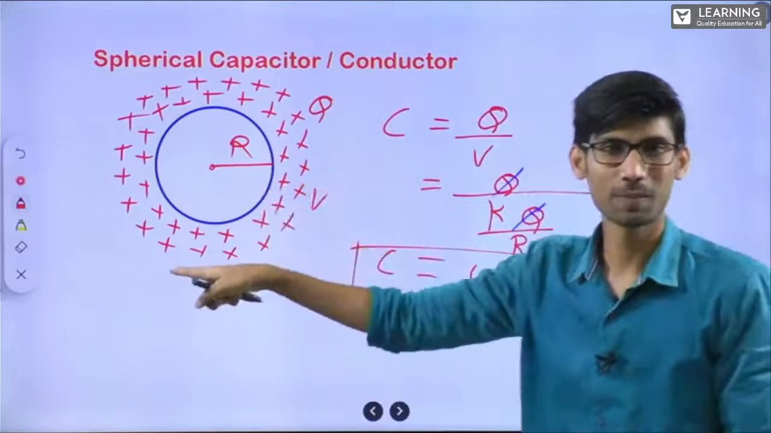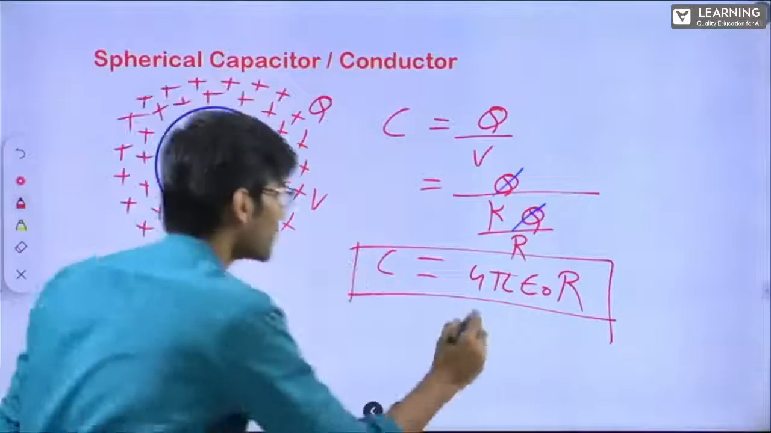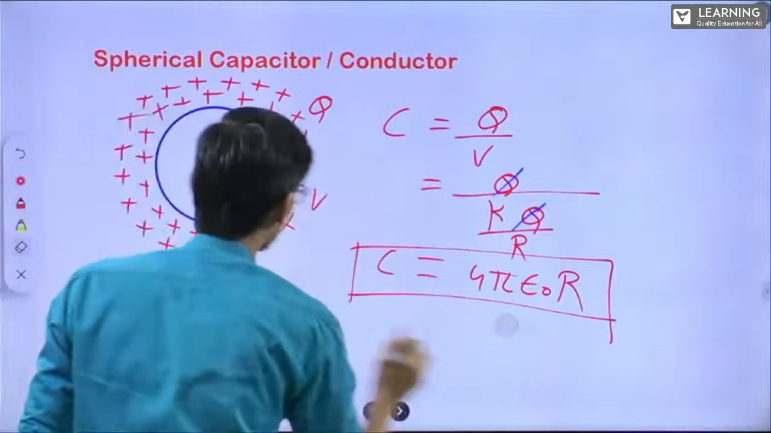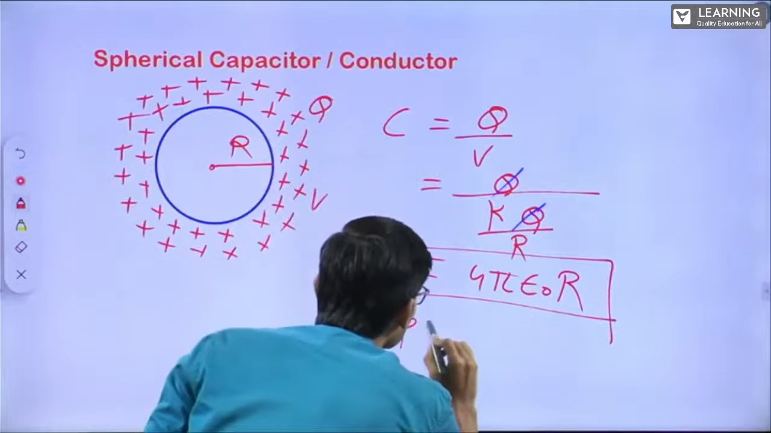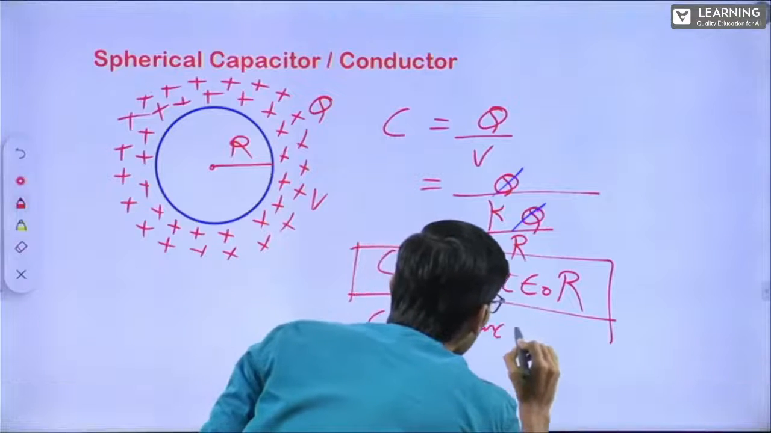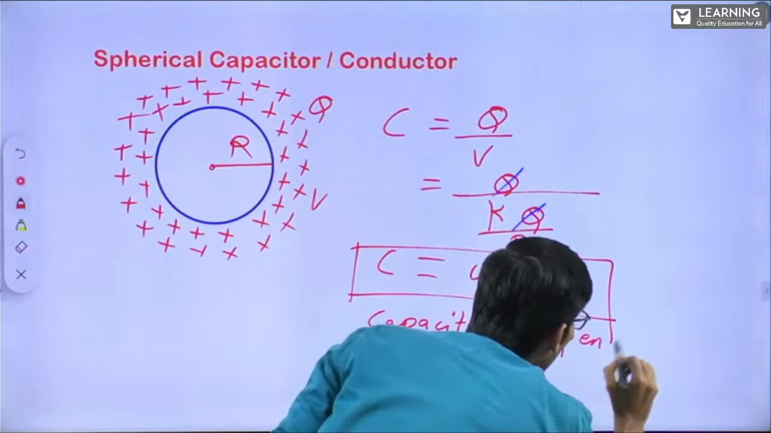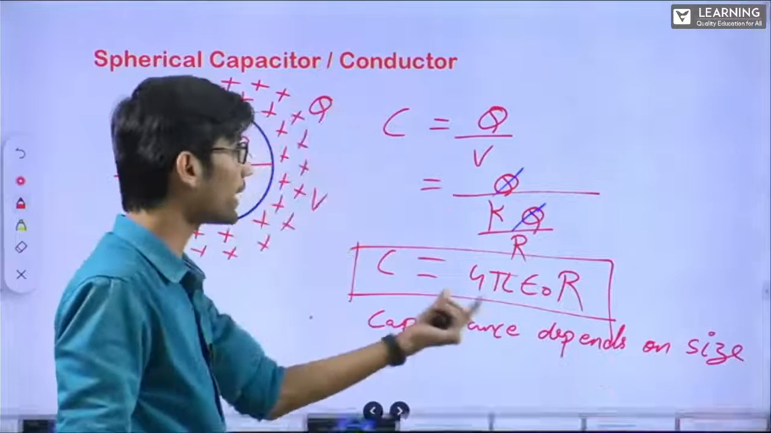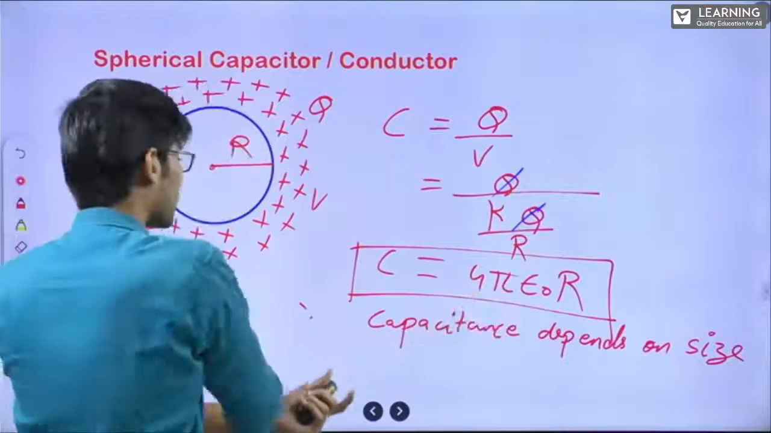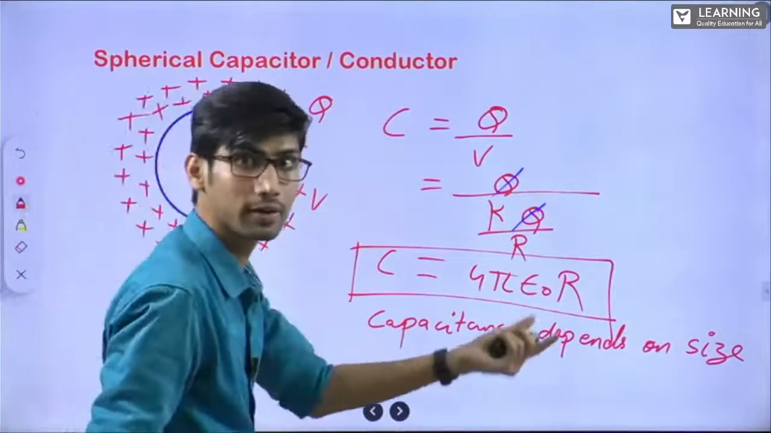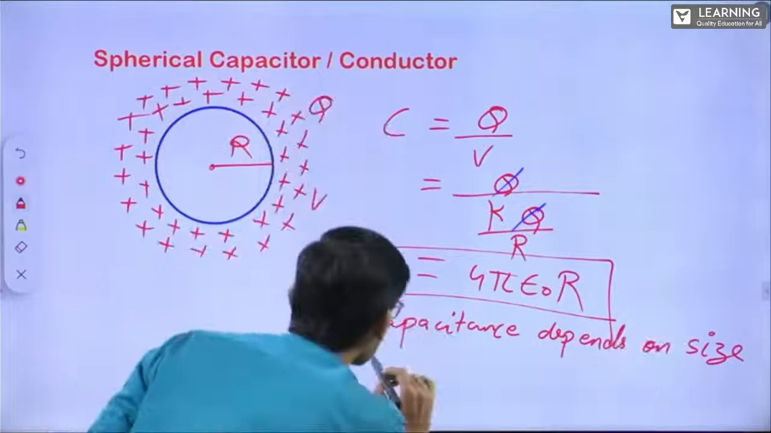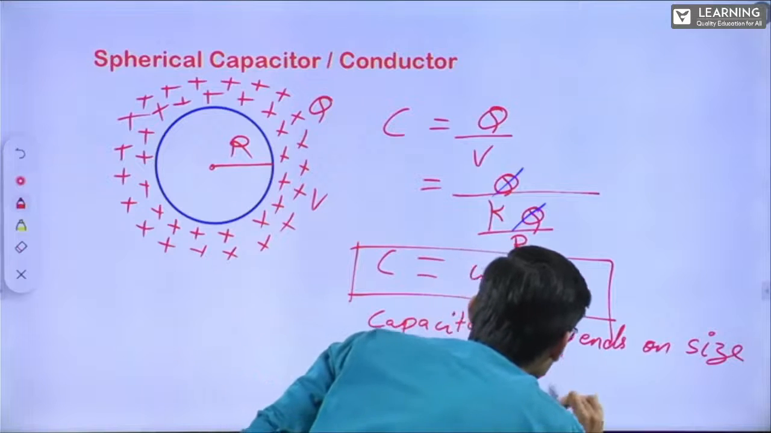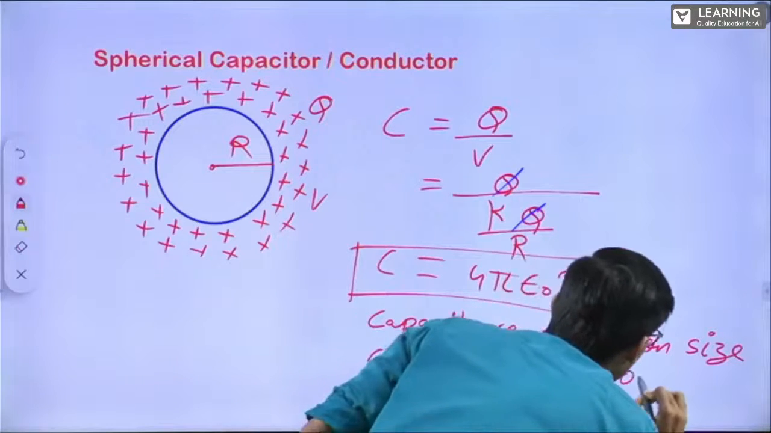Now did you understand it? Okay. Did you feel that? Fine. So now R is radius. I can write capacitance depends on size, correct? And shape also. This 4 pi is because it's a sphere, right? For parallel plate, the formula will be different. So shape and size. Another thing, capacitance depends on medium.